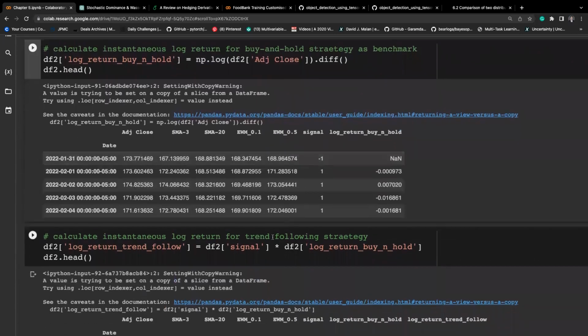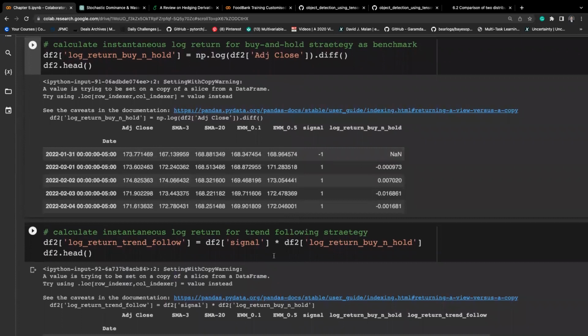Next, we calculate the instantaneous log return for the trend following strategy. So there's only one place we need to change, which is the direction of the returns, right? So this simple multiplication means that, now, if this is the log return for the buy and hold strategy, right? By default, if it's positive, then if our signal is 1, that means that it is a profit for us. If it's -1, that means it's a loss for us, right?